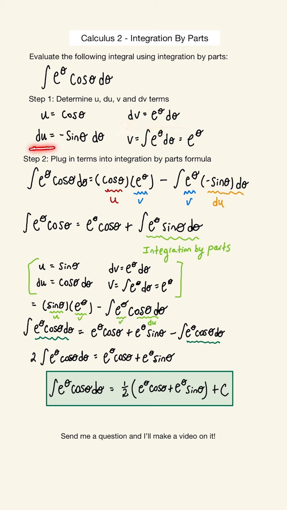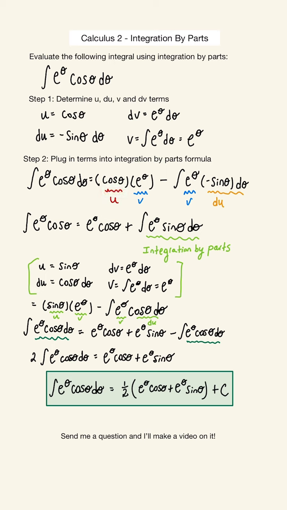The du term we can find by taking the derivative of u to get negative sine θ dθ. And our v will be the integral of e raised to the θ dθ, which is just e raised to the θ. So the next step is we want to plug in these four terms into our integration by parts formula, which is just uv minus the integral of v du.